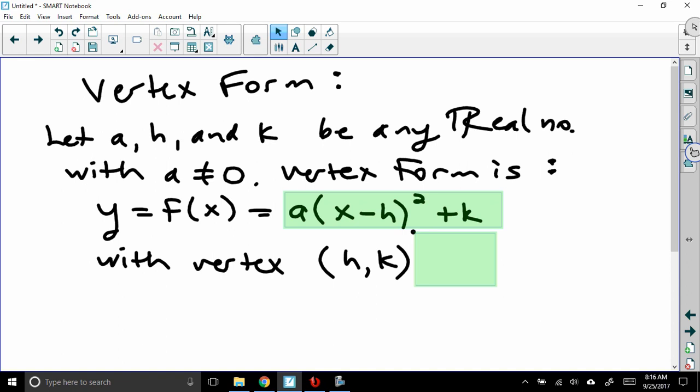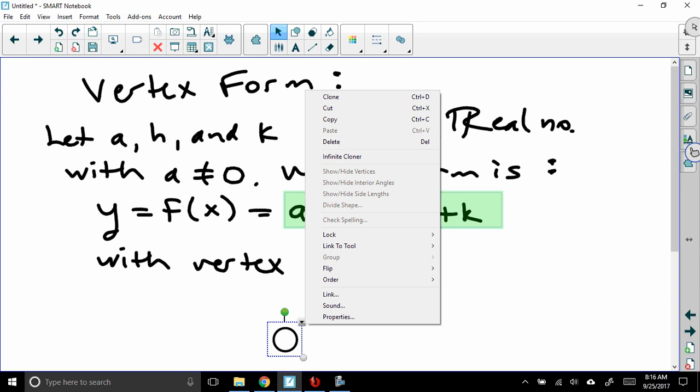Oh my smartboard. Trying to get that dot out of there. There we go. I don't know what that was, circle.